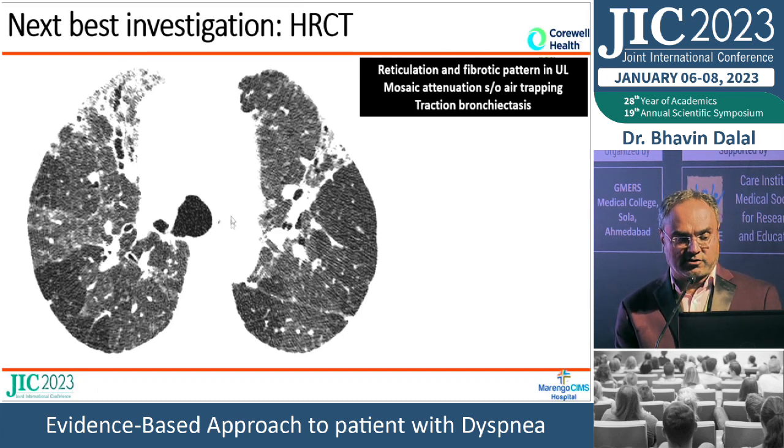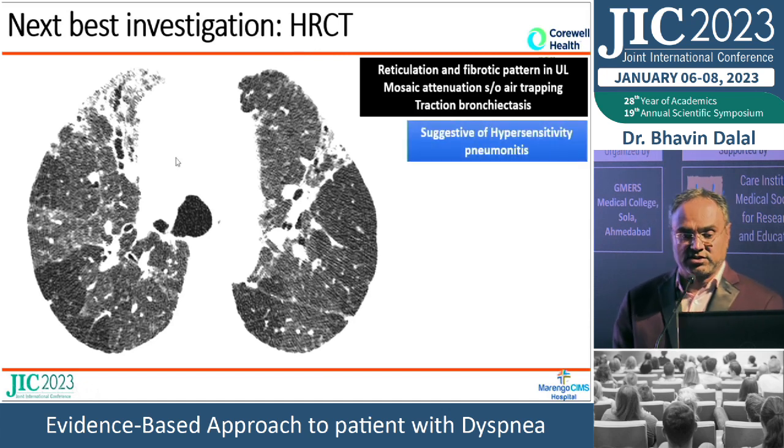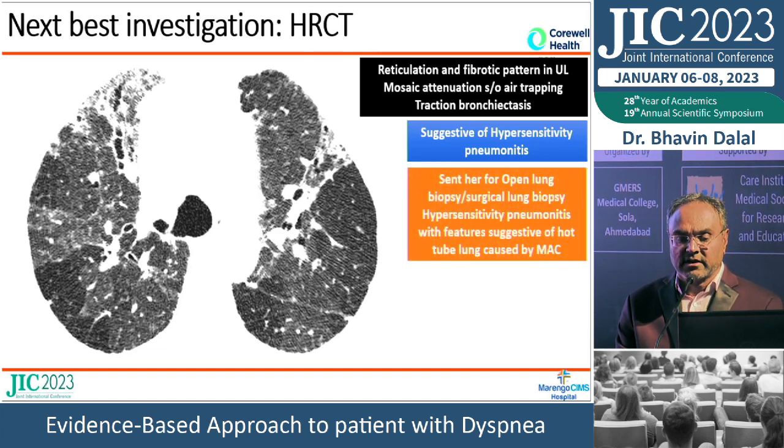You know, the trachea is not yet bifurcated, so that means we are still at the upper lobe. You can see the fibrotic bands, you can see the reticulation, you can see traction bronchiectasis. So all these findings were suggestive of hypersensitivity pneumonitis as a cause of the pulmonary fibrosis. Patient was sent for open lung biopsy, and biopsy did prove the hypersensitivity pneumonitis with features suggestive of hot tub lung caused by MAC, Mycobacterium avium complex.